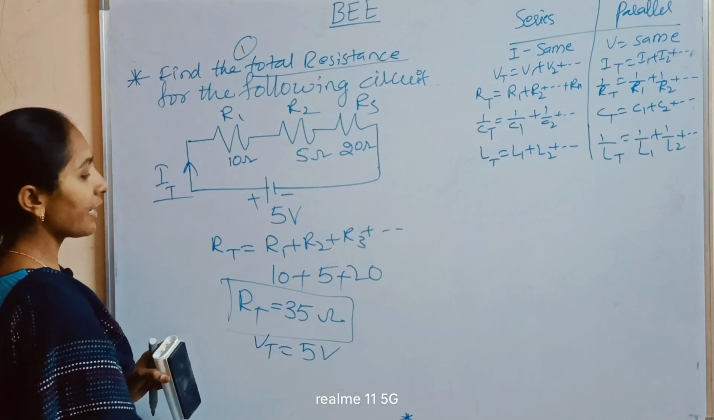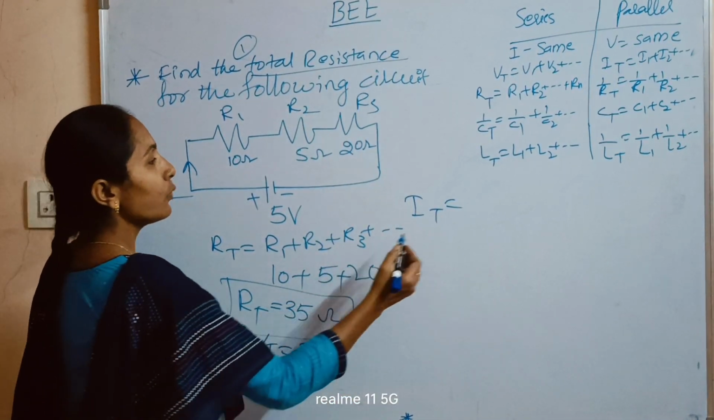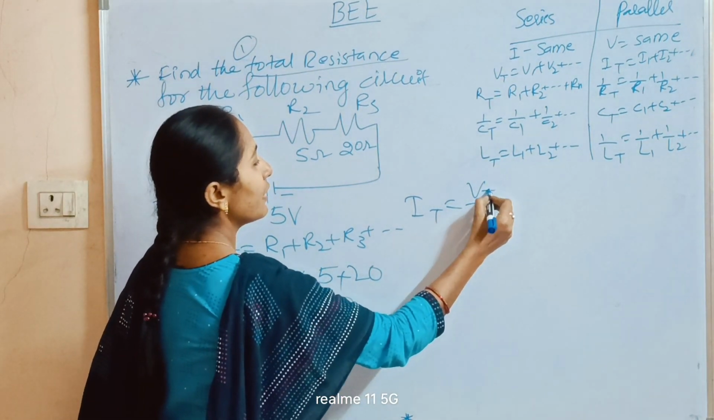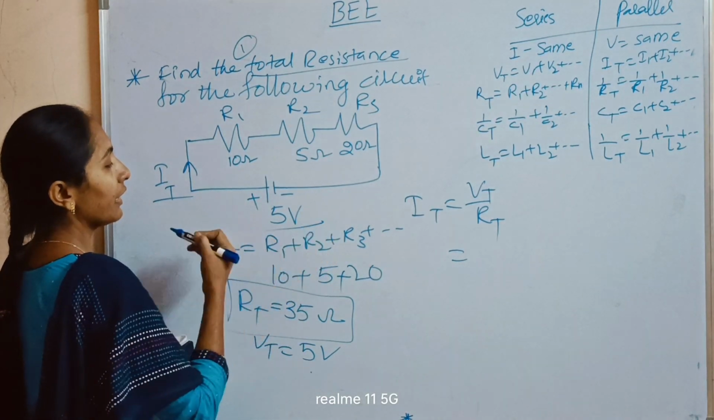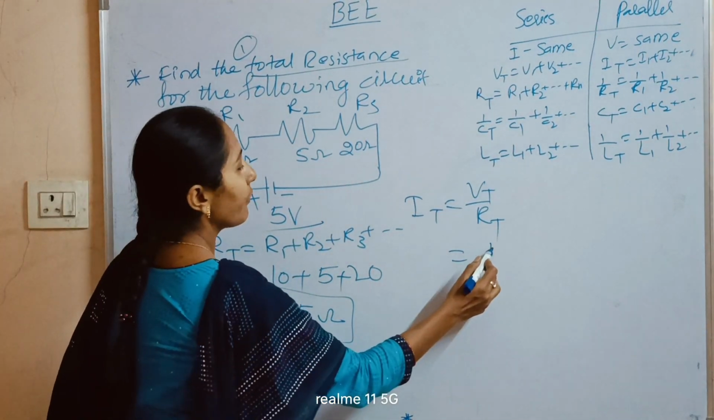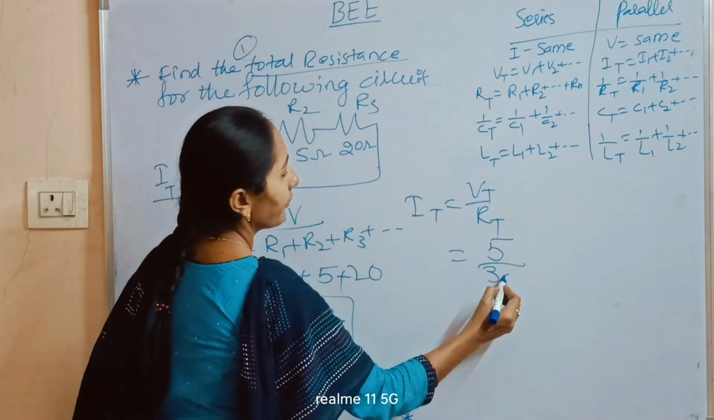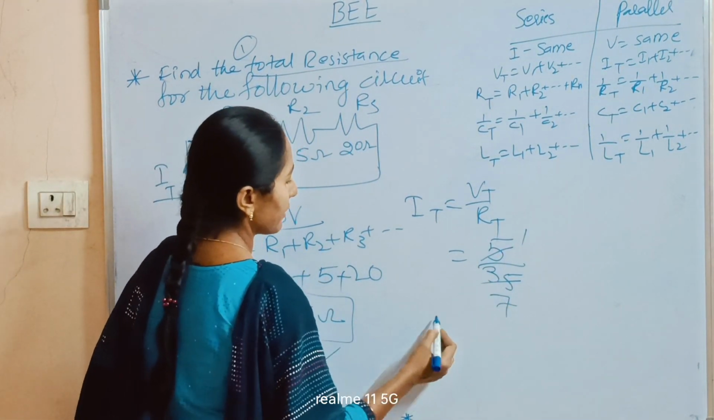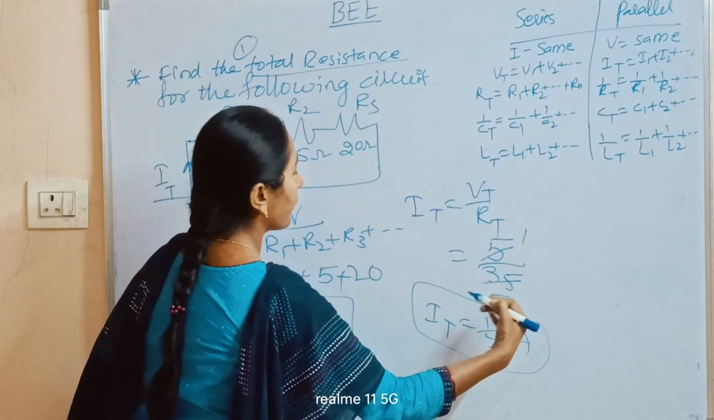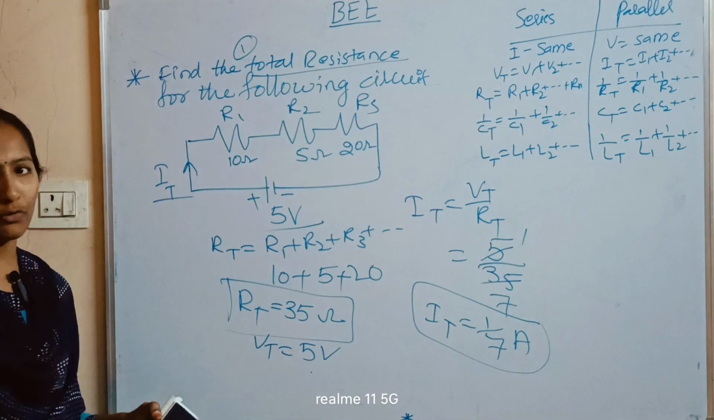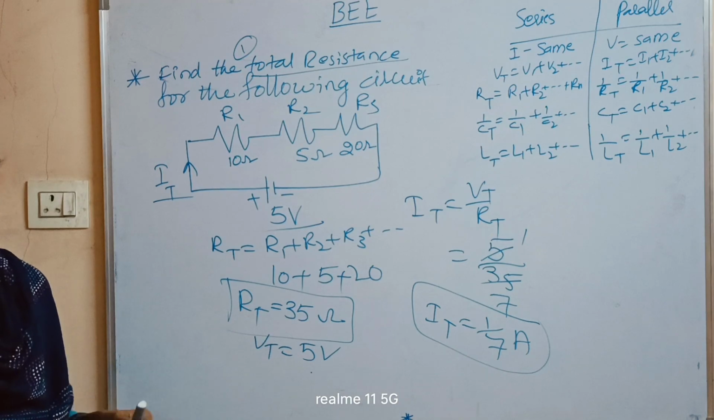What is the formula for I total? According to Ohm's law, I equals V by R, meaning I total equals V total by R total. How much is V total here? We can apply 5 volts. So 5 divided by how much is R total? 35. 5 ones are 5, 5 sevens are 35. So I total equals 1 by 7 amperes of current flowing in this circuit. This is the simple problem related to series resistance.